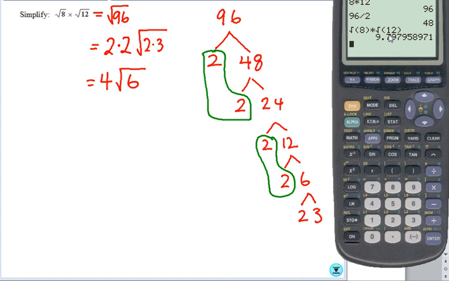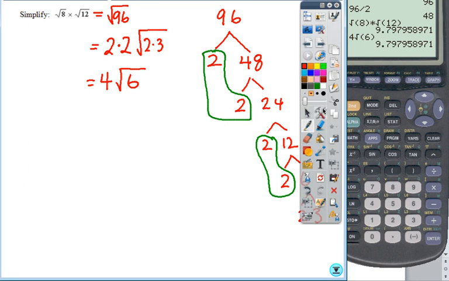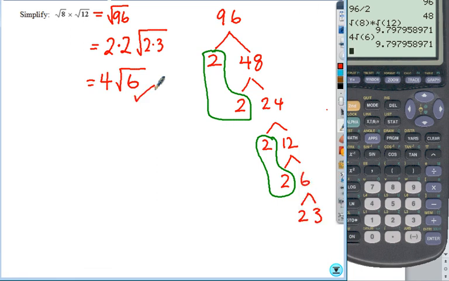Now I'll put in my 4 times the square root of 6. And I get the same thing. That means that my answer here is correct. So whenever you're asked to multiply two radicals, you want to use this process. Good luck.